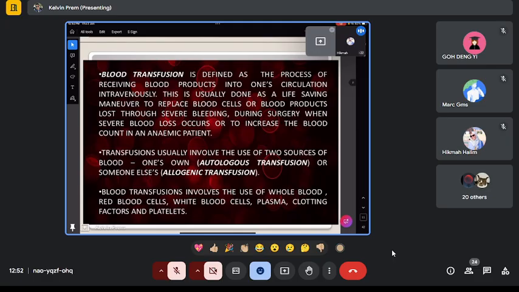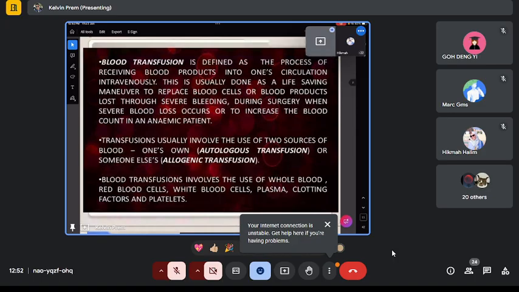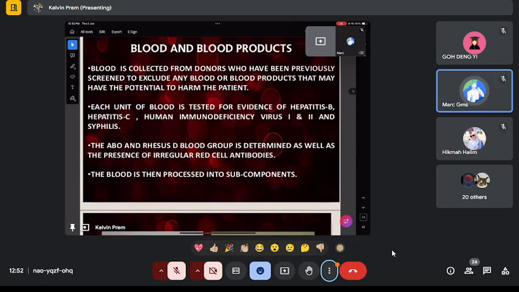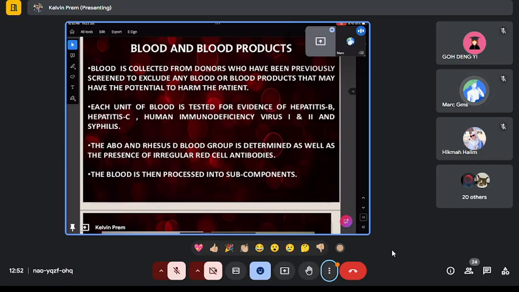So next we will look at the blood product components, which is the usage of whole blood, red blood cells, white blood cells, plasma, and clotting factors, plus platelets. Blood is usually collected from donors who have been screened. Any of you are blood donors here? Have you ever donated blood before? Yes. Okay, so you have surely been through this process.